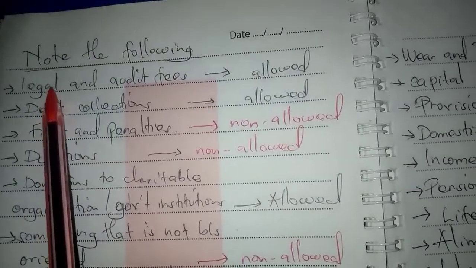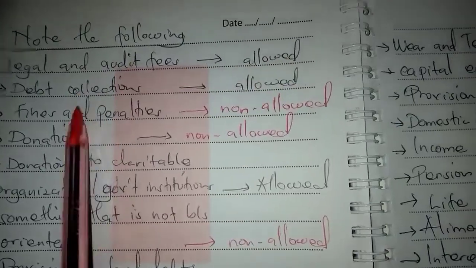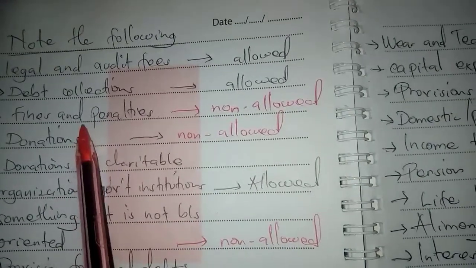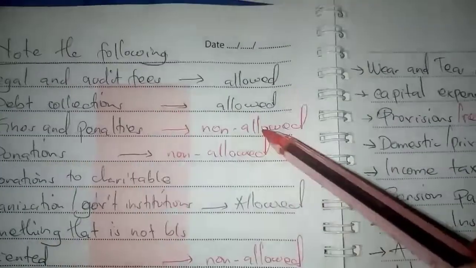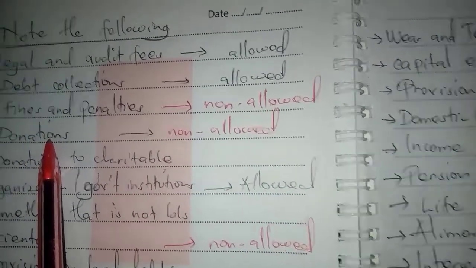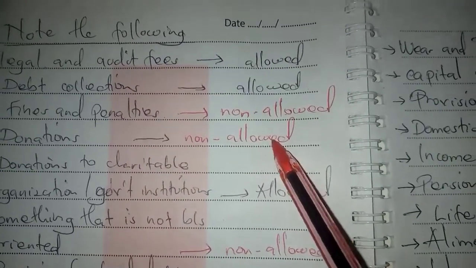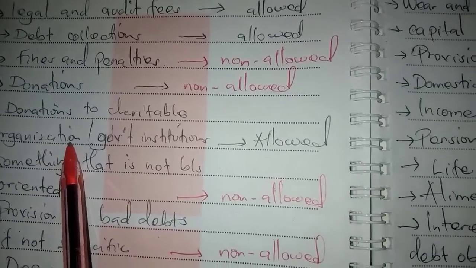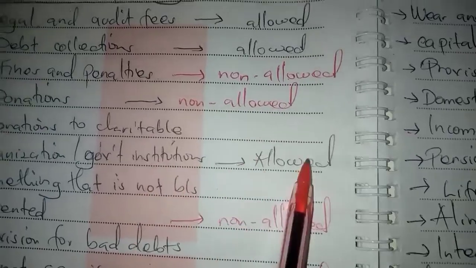When it comes to legal and audit fees, they are allowed. Debt collection expenses are allowed. Fees and penalties paid to the government are non-allowed. In case of donations, when they just give you donations, they are non-allowed. But in case it is donations to charitable organizations or to exempt organizations or to government institutions, it becomes allowed.